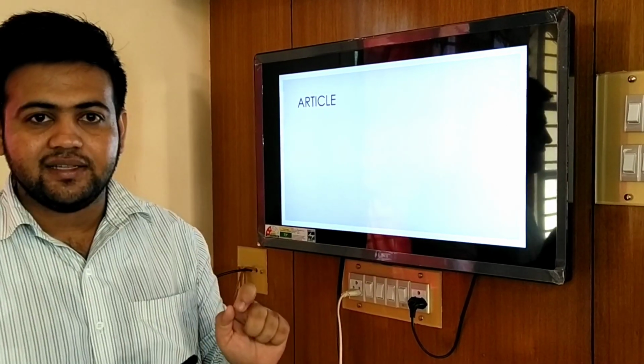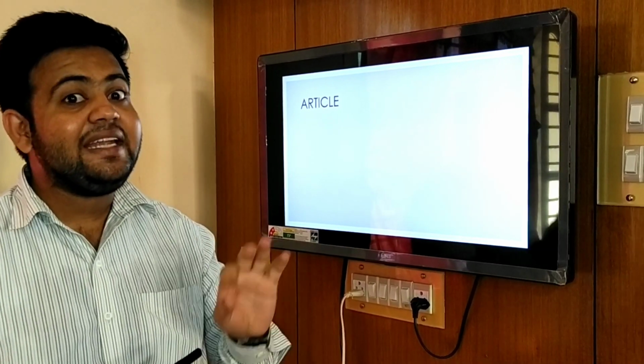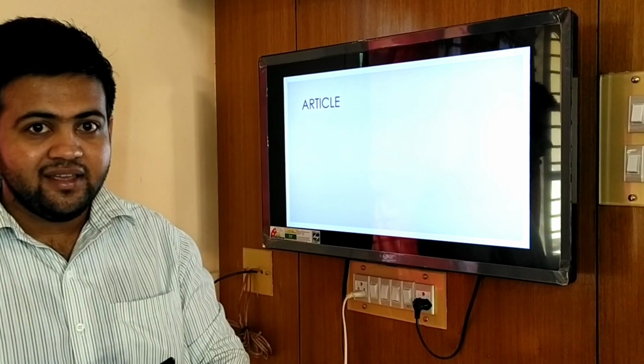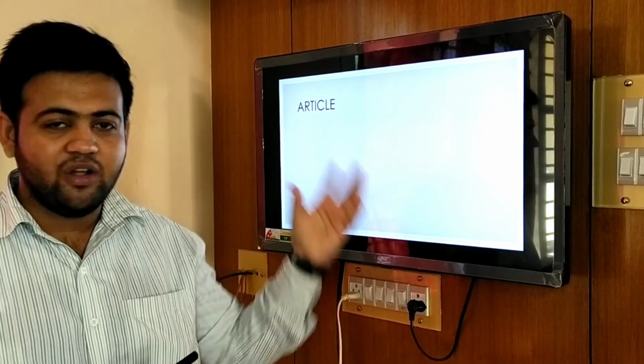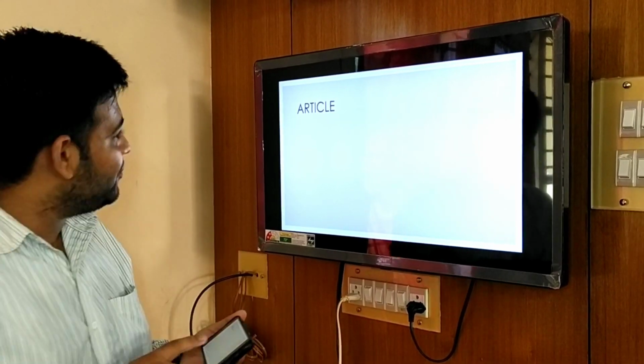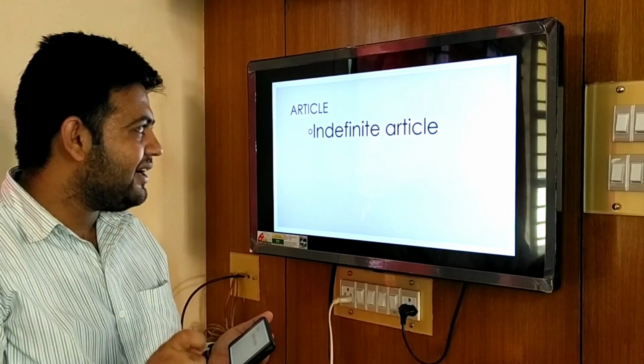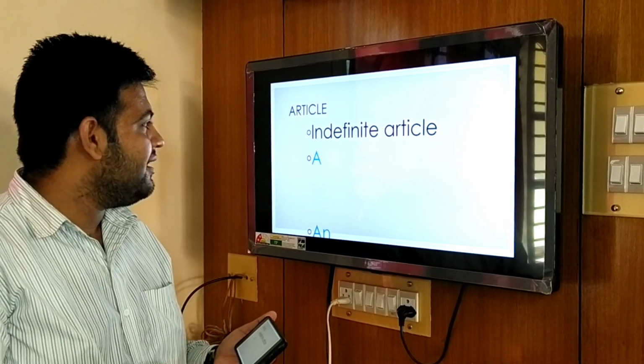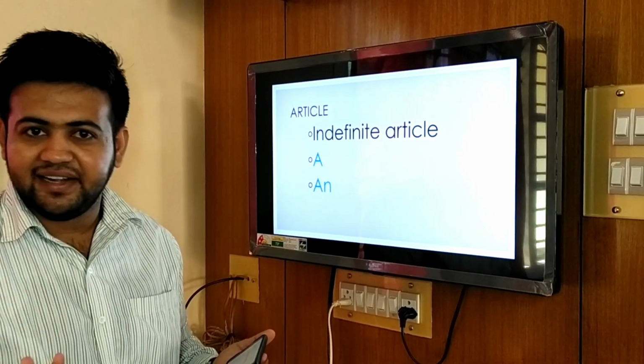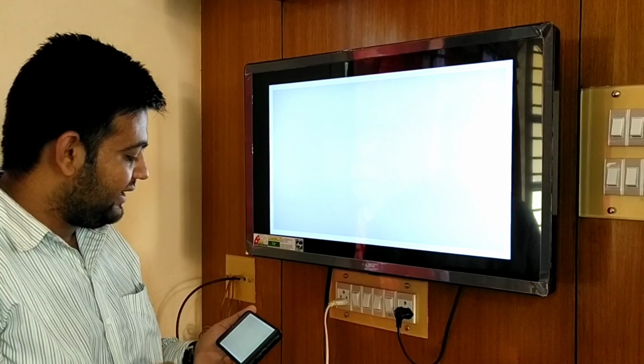Now in this class we are going to learn about the indefinite articles A and AN, where to use and how to use them. All those things we will discuss. So we know about the article, and today we are going to discuss the indefinite article. A and AN come under the indefinite article. Is it clear? Okay, next.